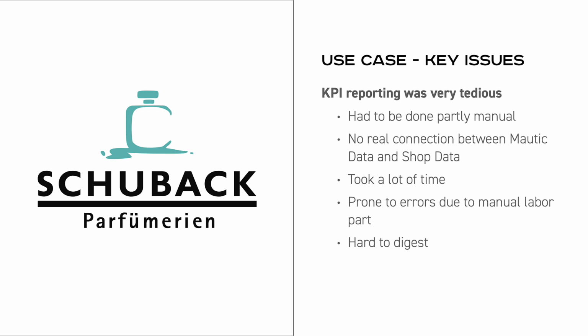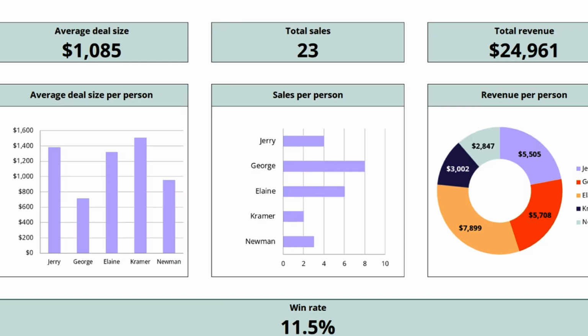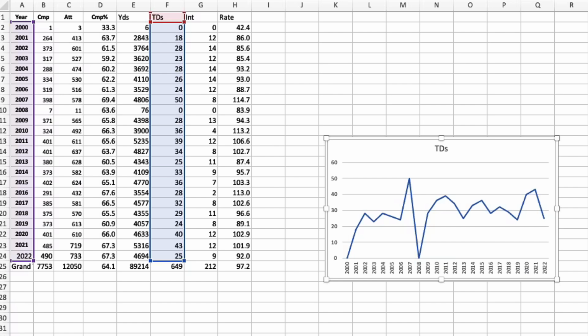And also it was very hard to digest, so instead of looking something like this, easy to understand, and with some nice graphic, it was, I'd say, more close to looking like that. And if you're a marketeer looking at KPI reportings and this is what you're offered, it's just not easy to understand and really hard to digest.